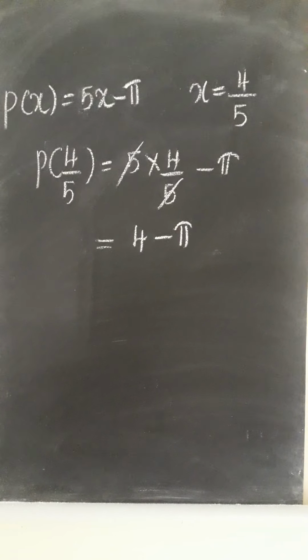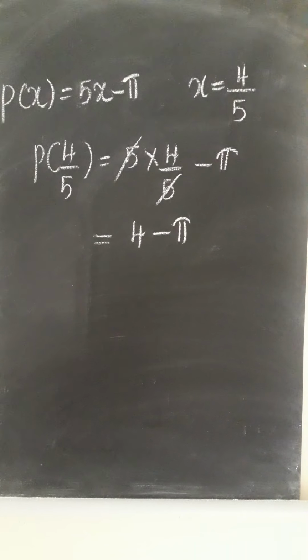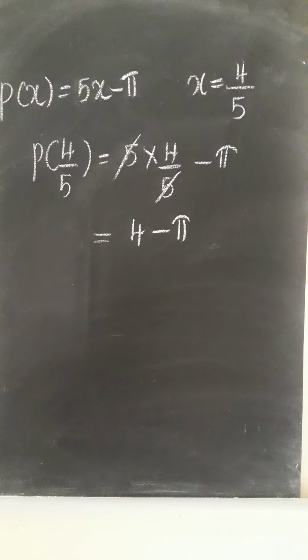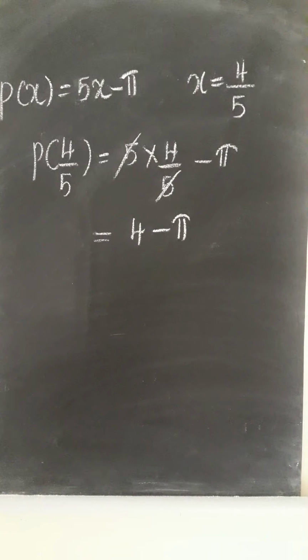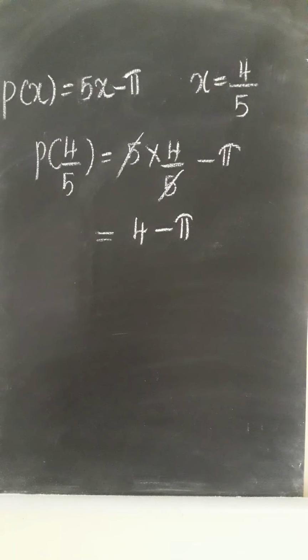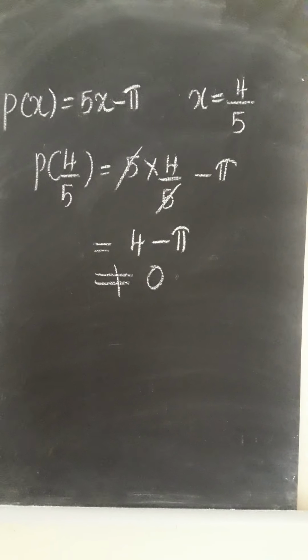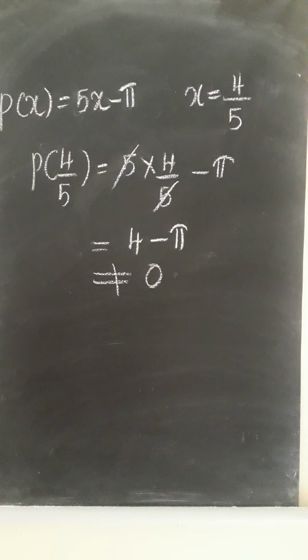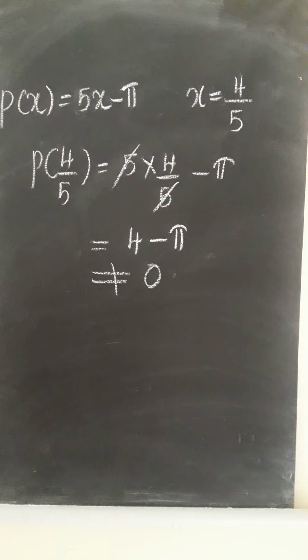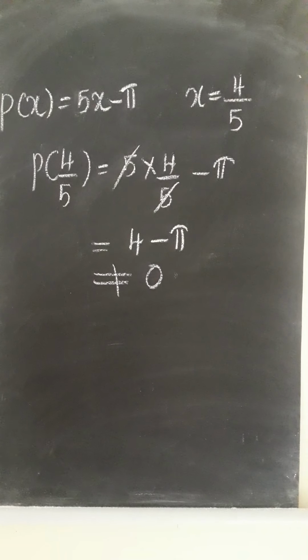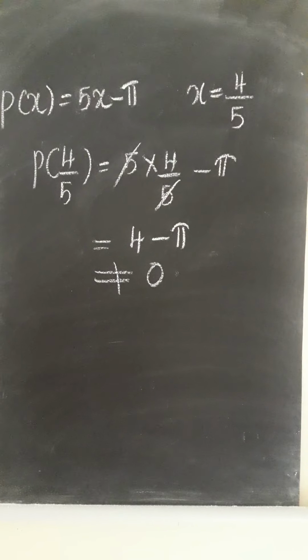So what is the final answer? 4 minus pi. Is it equal to 0? No. So you should write not equal to 0. Okay, so what is our conclusion? X is equal to 4 by 5 is not a 0 of the polynomial 5x minus pi.